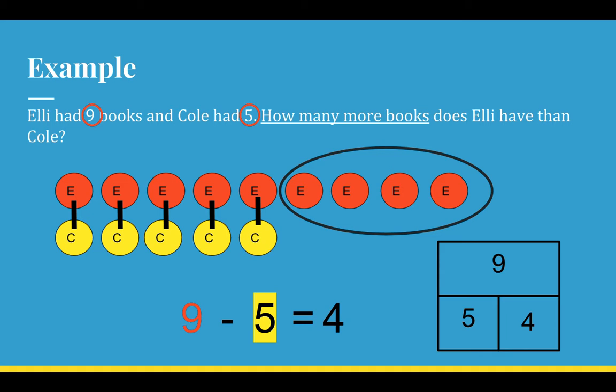So we have 3 different ways to show that Cole had 4 fewer, or Ellie had 4 more books than Cole. Let's take a look at another example.